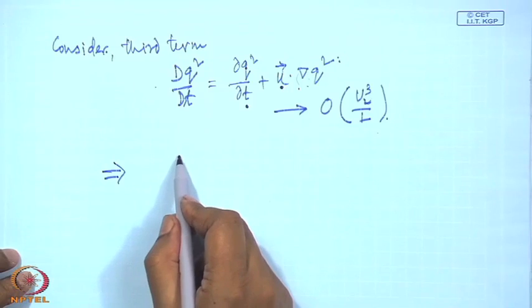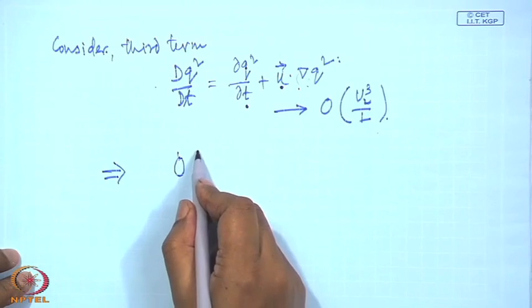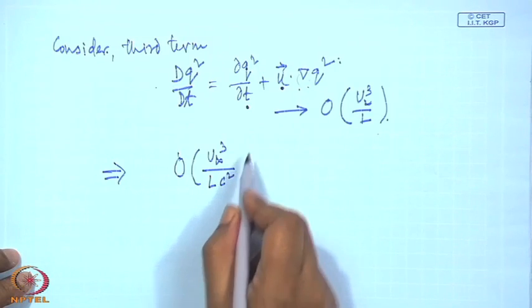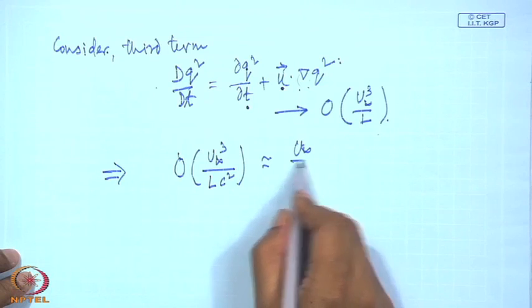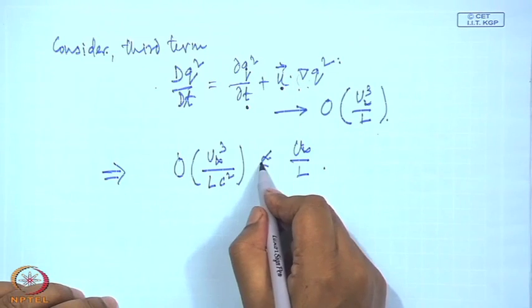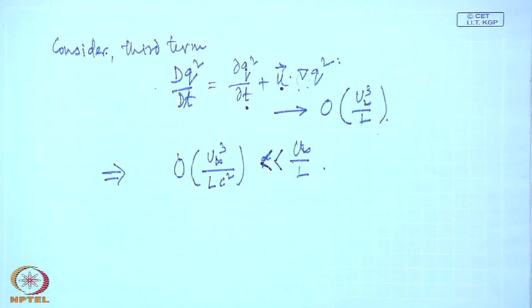What does this mean? Let us keep c as c. You can express c in terms of some order, but let us not worry about it. This is some parameter. So, the third term implies that its order, sorry, is much less than u infinity by L. So, what does this imply? What does this condition say?